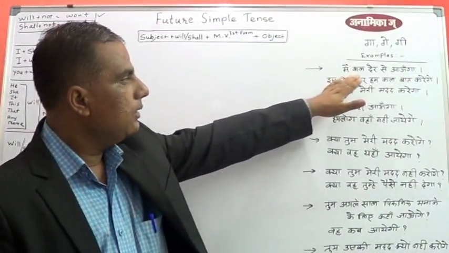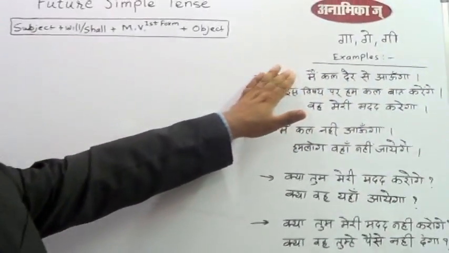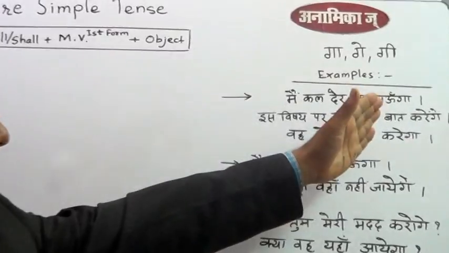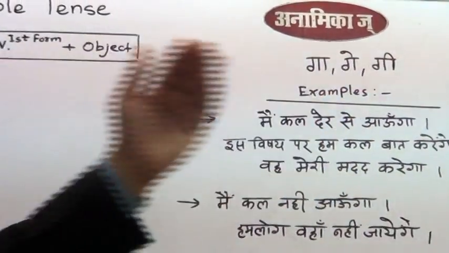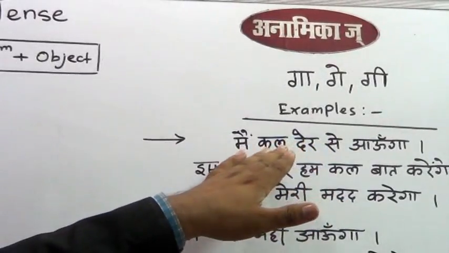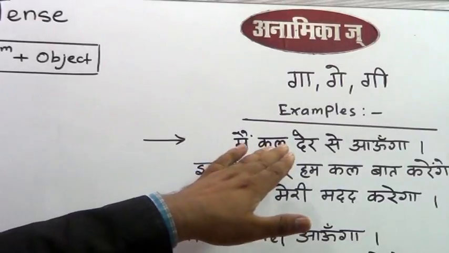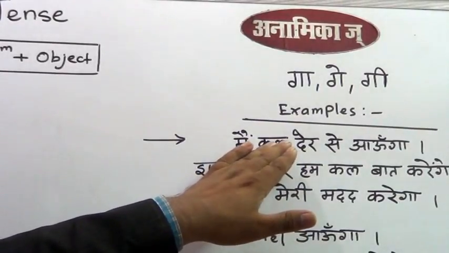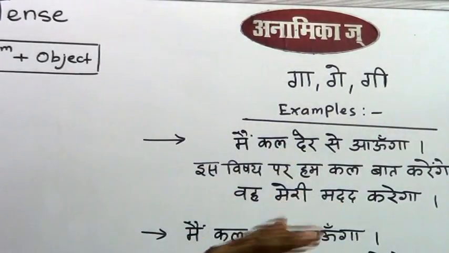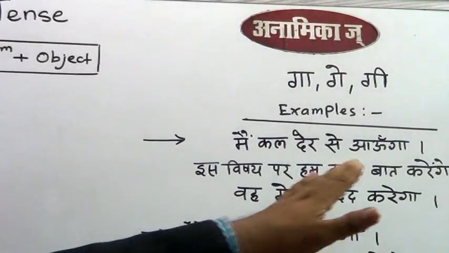मैं कल देर से आऊंगा. Now here, कल का जो आना है वो देर से होगा. So this action will take place tomorrow, क्योंकि यहां पे कल का जिक्र हो चुका है. Similarly, इस विषय पर हम कल बात करेंगे.